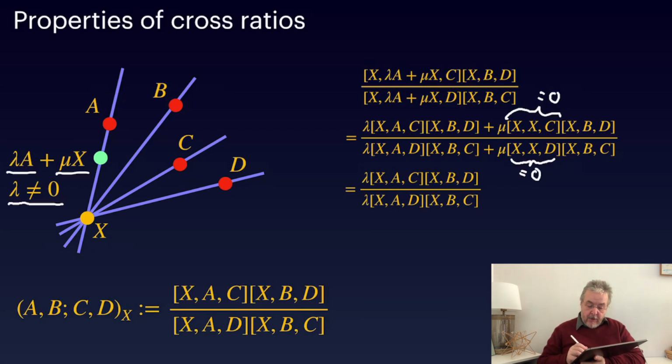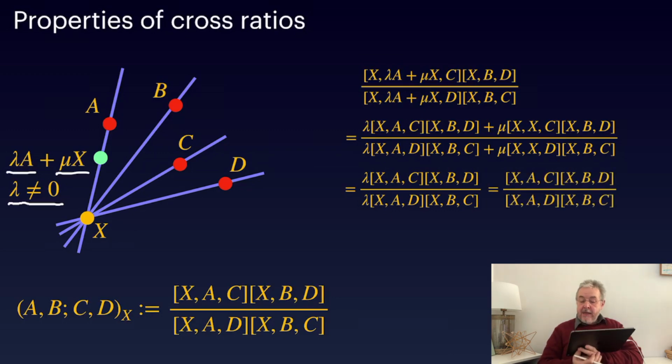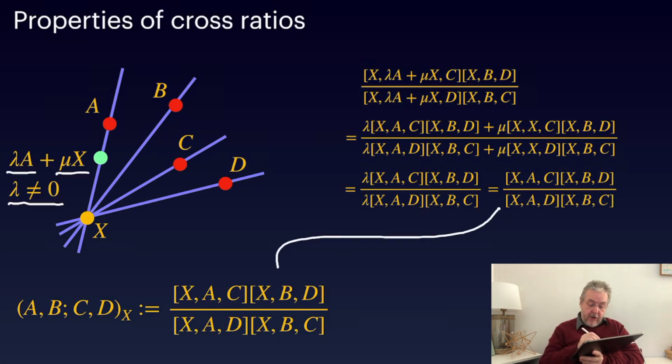If you look at that expression, we claimed that lambda should not be 0, so we can cancel lambda, and we end up with exactly the same expression we had before. So our cross ratio seen from X does not make any difference if we replace one of the points by a different point on the line that joins it with X.